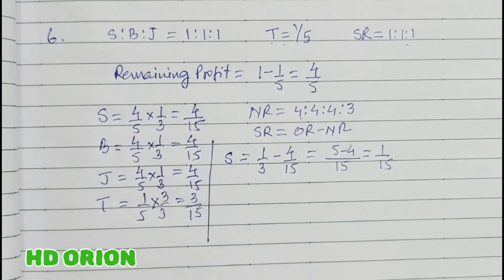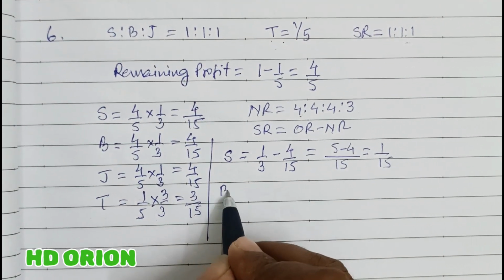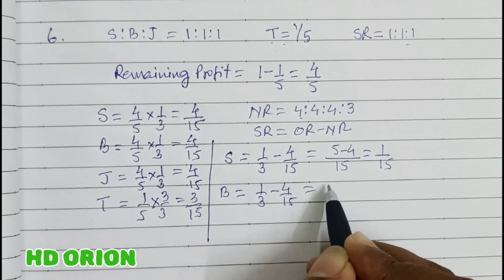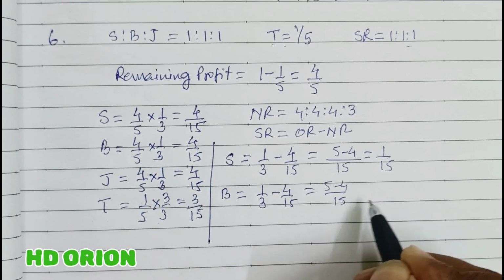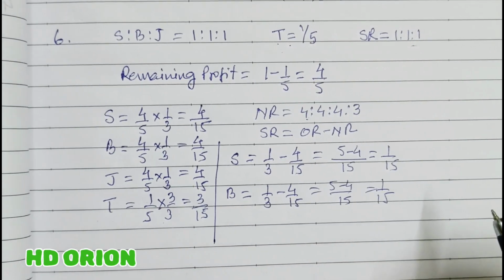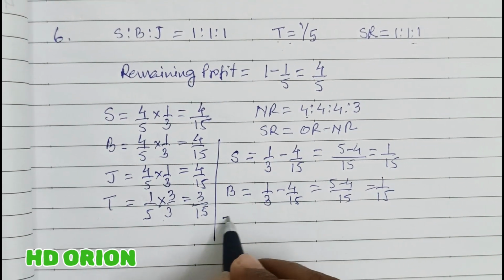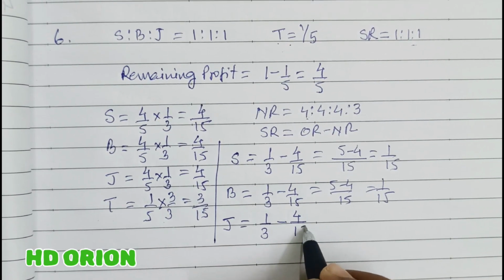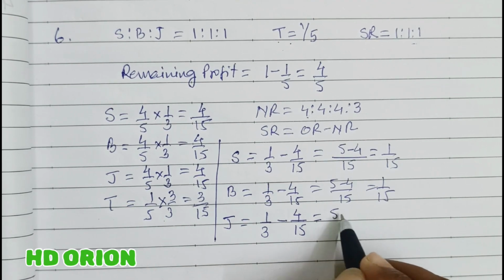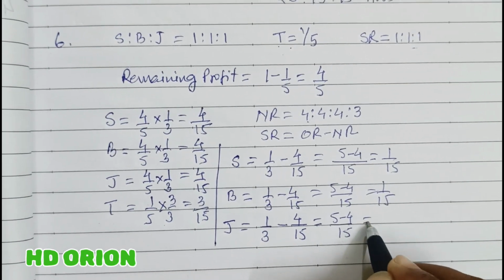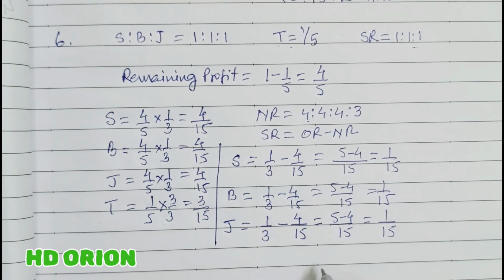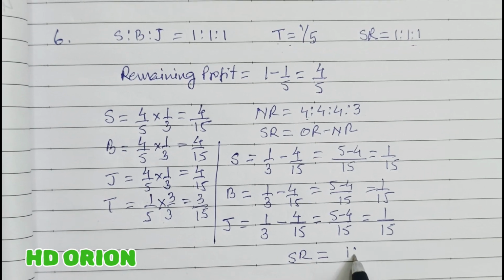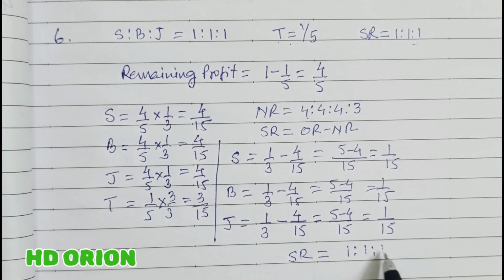You will get the same for the other 2 partners B and J. It is 1 by 3 minus 4 by 15, which is 5 minus 4 by 15, equal to 1 by 15. And for the partner J, old ratio is 1 by 3 minus new ratio 4 by 15. So it is 5 minus 4 divided by 15, which is equal to 1 by 15. So here we can see clearly that the sacrificing ratio is equal, that is 1:1:1.